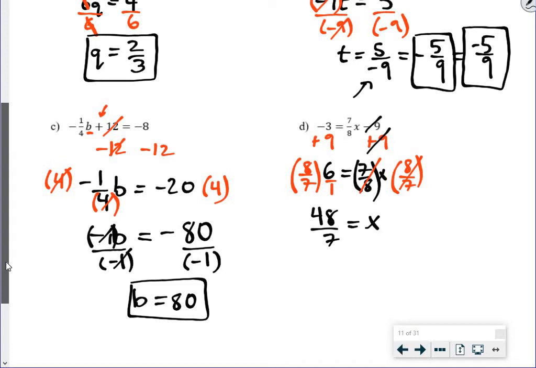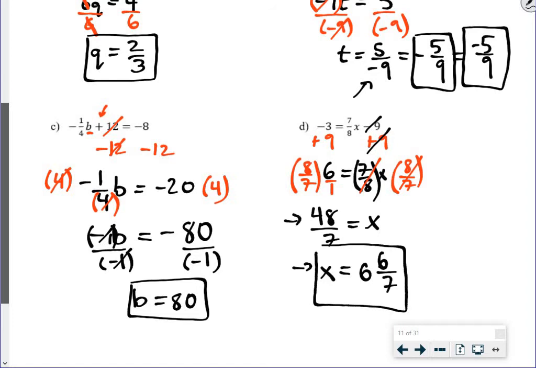7 fits into 48 6 times cleanly with a remainder of 6, and the denominator is still 7. So as a mixed fraction, that's fine. As an improper fraction, we could write it as 48 over 7.